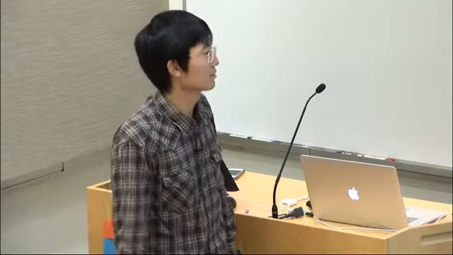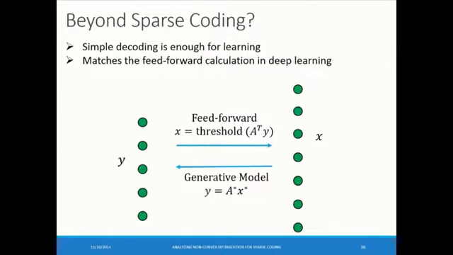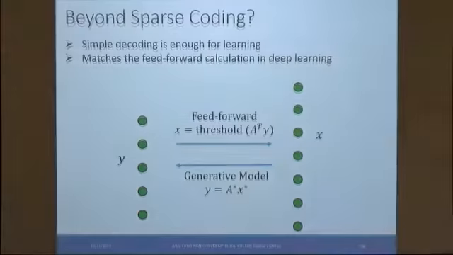And finally, because Deng is here, I added these slides about how we can go beyond sparse coding. This is the main motivation for studying sparse coding, because we want to go beyond it. One thing is that the simple decoding rule is enough for learning. You don't really need to take Lasso or L1 minimization.